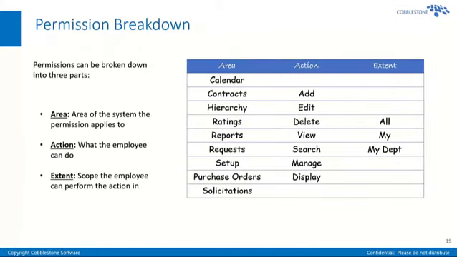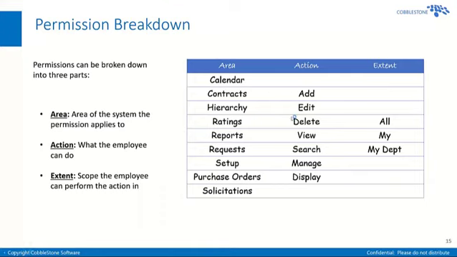Now, I've done an awful lot of talking about permissions so far. And as I mentioned, they scared the heck out of me when I first started working with CobbleStone. That was until I learned to read them. And reading them is really very straightforward. Almost every permission is written in this way. It's area and colon. So what module or area of the system does this permission apply to? Then action. What can the employee assigned to this permission do? And then finally, extent. If it applies, what is the scope the employee can perform that action?